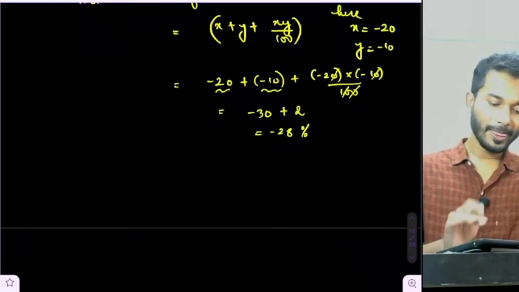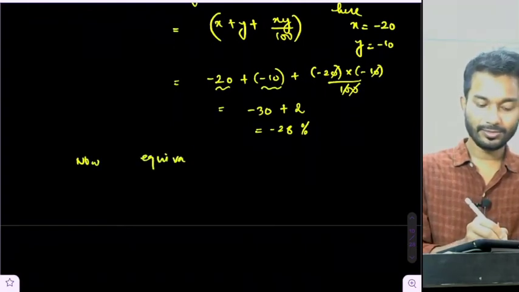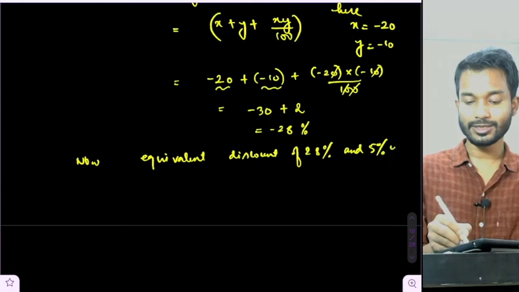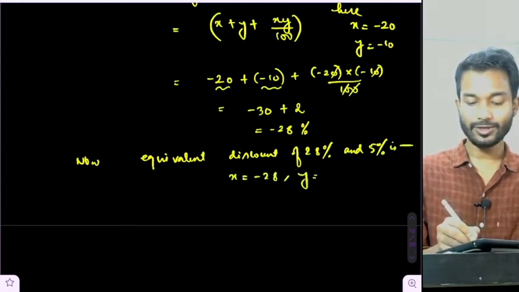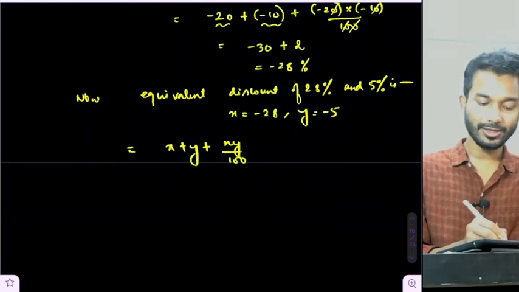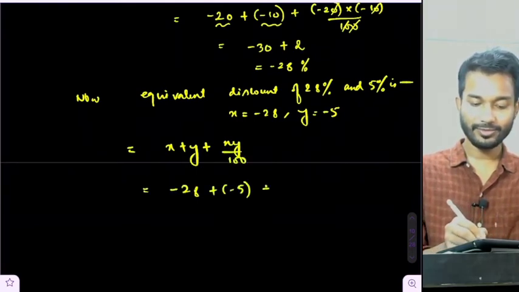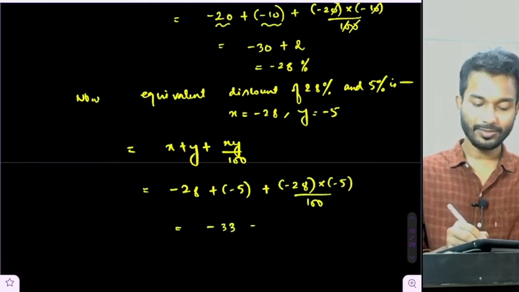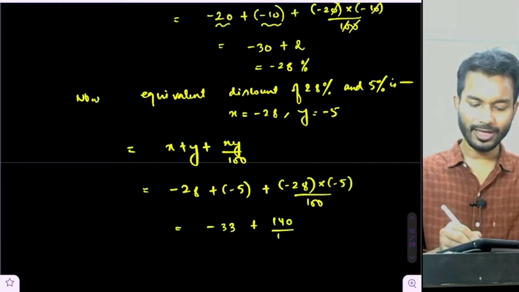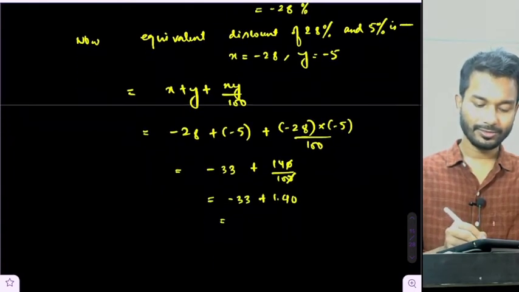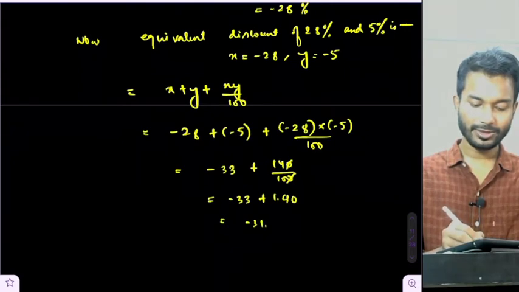I hope you're getting it. Now equivalent discount of 28% and 5% is what? Now x equals minus 28, y equals minus 5. Simplify this. We have the formula x + y + xy/100. Minus 28 plus minus 5 plus minus 28 into minus 5 by 100. This will be minus 33 plus 140 by 100, which is equal to minus 33 plus 1.40, which will give us minus 31.60.